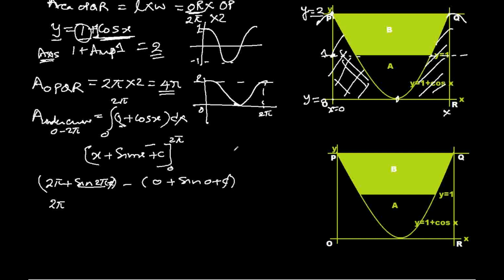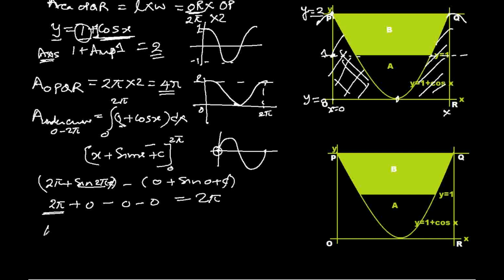Sine 2 pi. So whenever we have such a situation of 0, pi and 2 pi, we can use the graph. So sine 2 pi we can see here is 0. This is the graph of sine. You can use your calculator also. So plus 0 minus 0, and sine 0 is also 0. So 2 pi is the area under the curve, 2 pi.